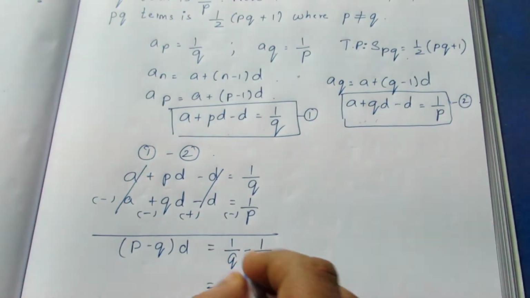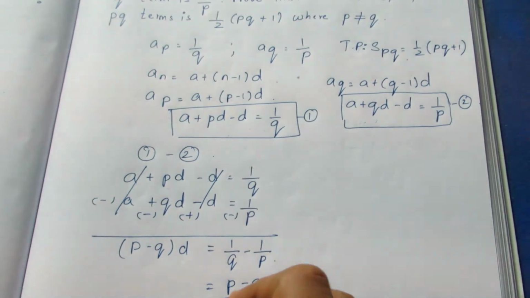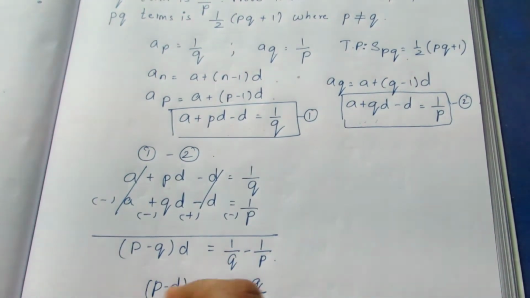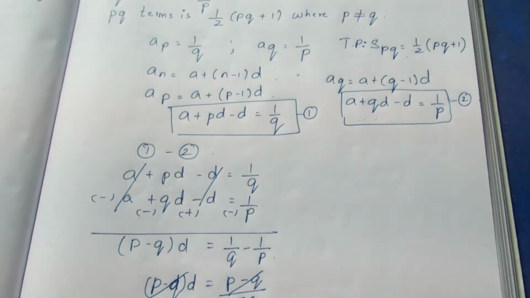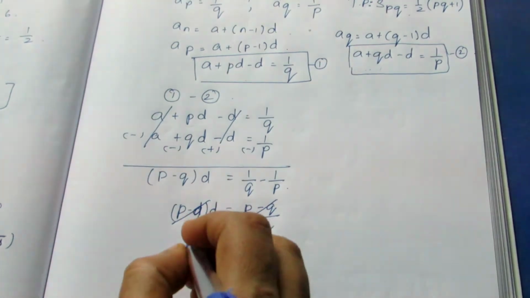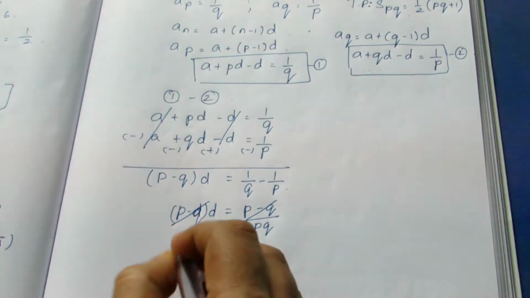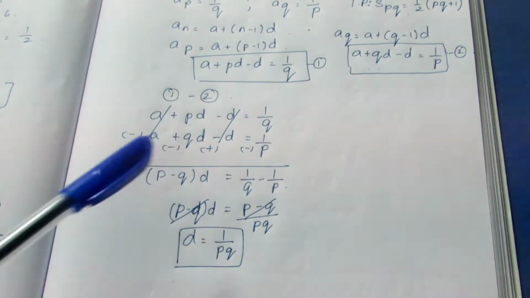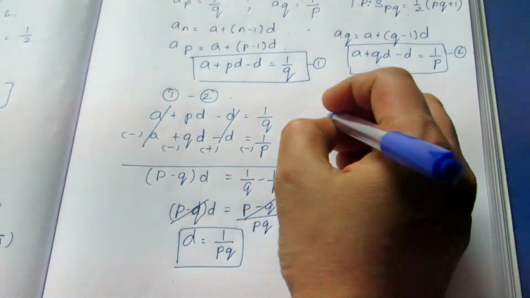While taking the LCM we get (p minus q) by pq. Here (p minus q) into d. This (p minus q) and this (p minus q) get cancelled. Now d is equal to 1 by pq. Here we got d. If we substitute in equation 1 or 2, we will get the value of a. I am substituting it in 1.